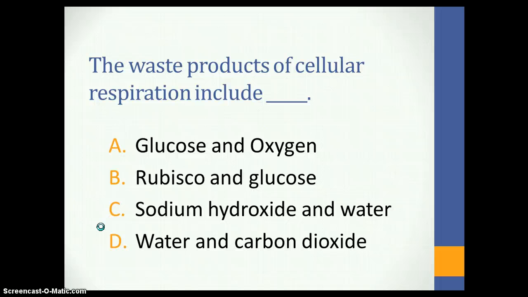Waste products of cellular respiration include: A, glucose and oxygen; B, rubisco and glucose; C, sodium hydroxide and water; D, water and carbon dioxide. Hopefully you can immediately eliminate two of these, B and C. If you remember the equations, rubisco is not in it and sodium hydroxide is also not in it. So that leaves you with glucose and oxygen or water and carbon dioxide. The waste products of cellular respiration are water and carbon dioxide. Glucose and oxygen are what's necessary, in other words, those are the reactants.